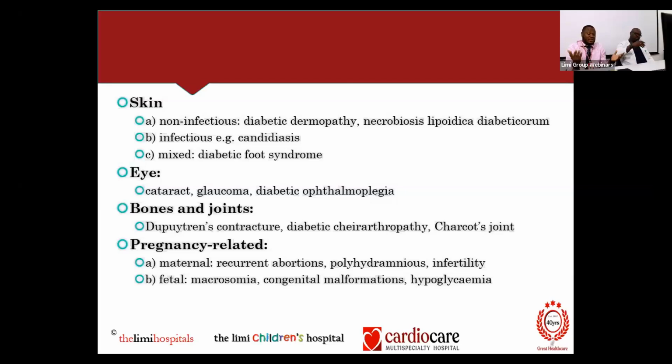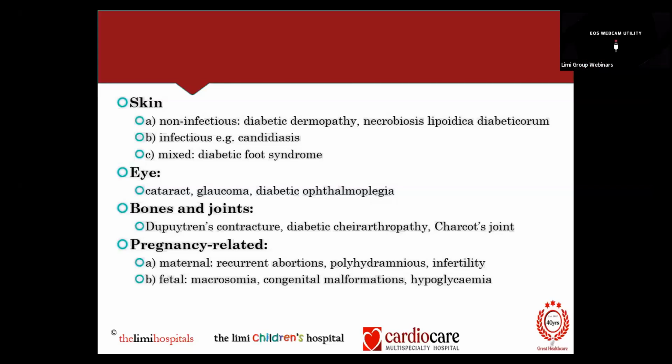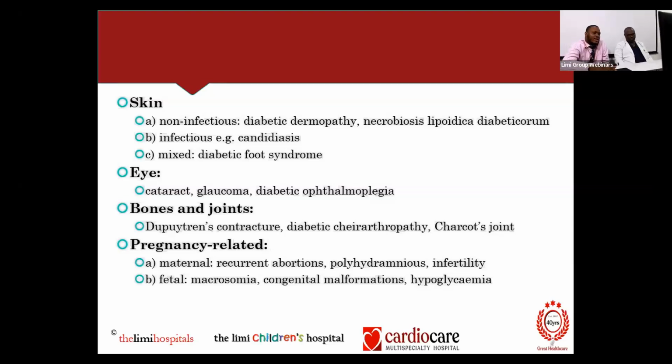And also pregnancy-related complications. Patients that have gestational diabetes can come down with recurrent third trimester pregnancy losses, recurrent abortion. So you keep wondering, why am I losing my pregnancies in the third trimester? This could actually be as a result of diabetes. And also, you can come down with polyhydramnios, where you see the liquor volume being large, infertility, the fetus can be macrosomic, congenital malformations, and hypoglycemia. So these are some of the complications that we typically expect in patients that are diabetic.